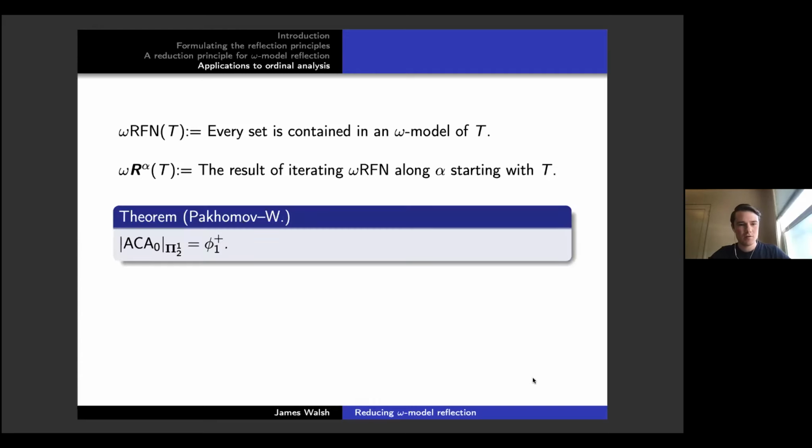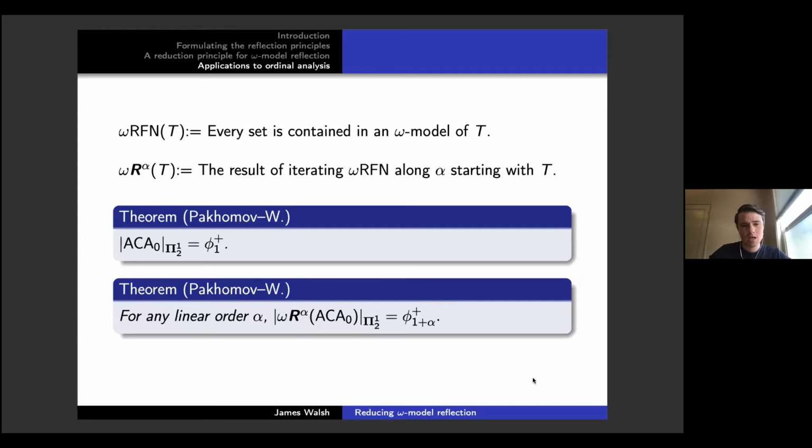And these are the theorems. So first, we have that the proof theoretic dilator of ACA 0 is phi 1 plus. What that means is that the proof theoretic ordinal of ACA 0 plus alpha is well-founded will be the least epsilon number above alpha. So that's not so surprising, but I just put it here so that we can make sense of some things that I say in a moment.